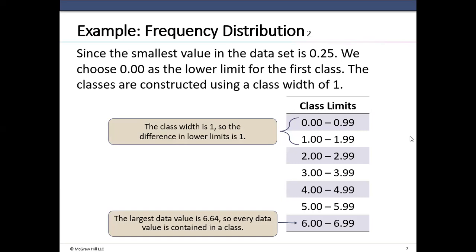And then we keep on adding the class width of 1. So the upper class limit of the second class is 1.99. The upper class limit of the third class is 2.99. How do I get 2.99? I get 1.99 from the second class upper class limit, then add a class width of 1 to make it 2.99, and so forth.